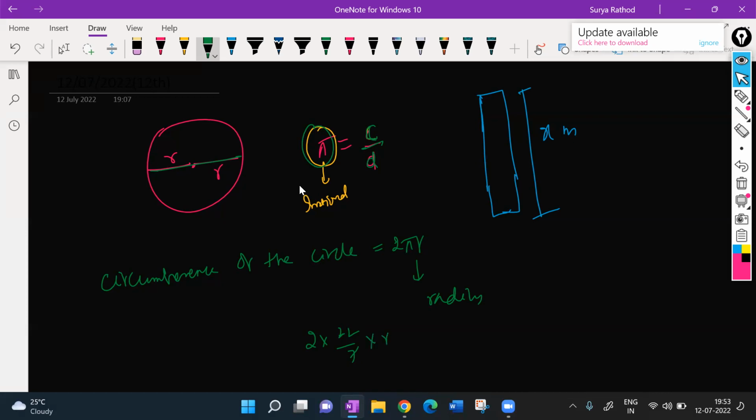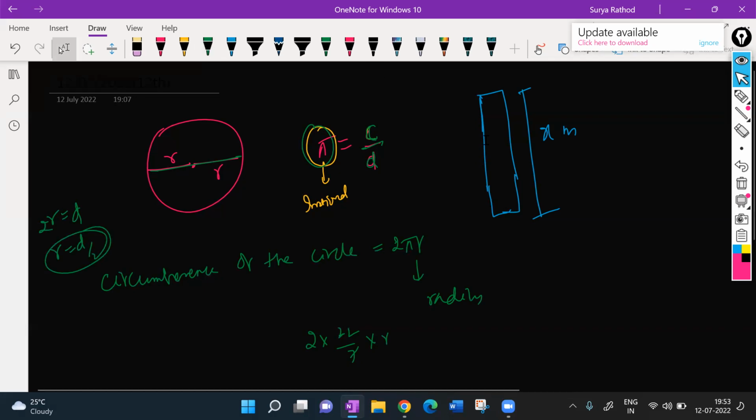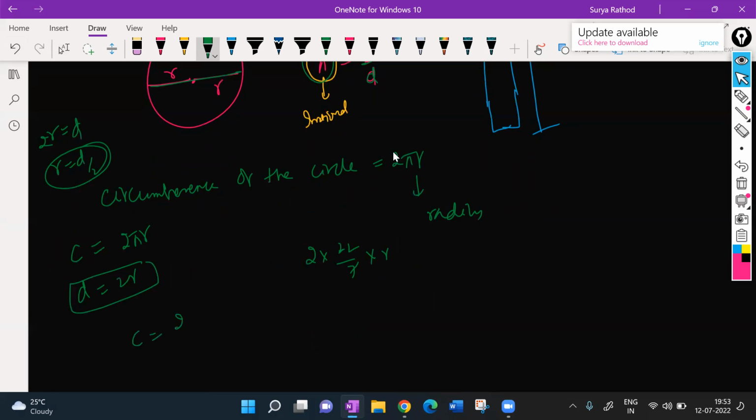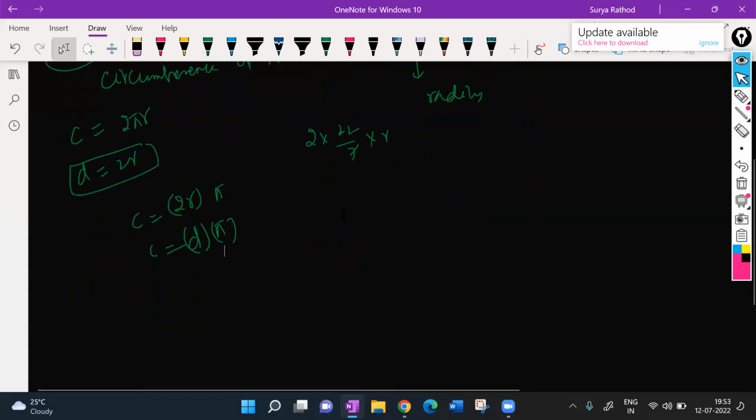R is equal to what here? 2 times r is equal to the diameter, so r is equal to d by 2. Right? Yes. So circumference is given as c, which is 2 pi r, and the diameter is 2 times r. So d is equal to 2r, then c is equal to 2 times r into pi. Can I say c is equal to pi d? Yes, sir. Getting my point?